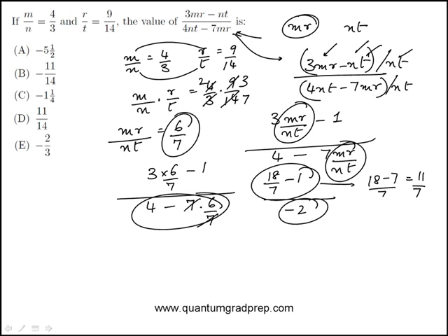I have to divide this by minus 2. I can think of minus 2 over 1, which is minus 11 over 14, or minus 11 over 14. They're equivalent. And that's answer choice B.